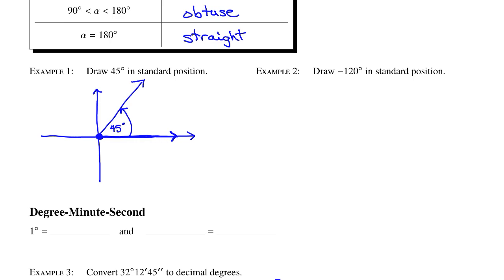Example number 2, draw negative 120 degrees in standard position. Let's have the grid. Again, standard position angle starts with the initial side on the positive x-axis. 120 degrees is going to open up past 90 degrees and then another 30 degrees. So it's going to be about right there. We'll get to more of these angles specifically when we do the unit circle in the next lesson. But for now, this is good. Notice that it does open up clockwise because it is a negative angle.